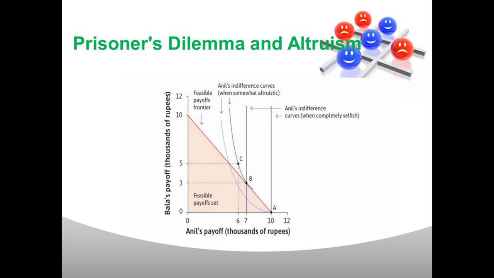If Anil is self-interested, the best option in his feasible set is A, where he keeps all the money. If he derives utility from Bala's consumption, he has a downward sloping indifference curve, so he may prefer an outcome where Bala gets some of the money. With this specific indifference curve, the best feasible option for Anil is point B, which is 7,000 rupees for him and 3,000 rupees to Bala. So Anil prefers to give 3,000 rupees to Bala even at a cost of 3,000 rupees to him. This is an example of altruism, being willing to bear a cost to benefit another. So altruism is very essential as far as social interactions are concerned.